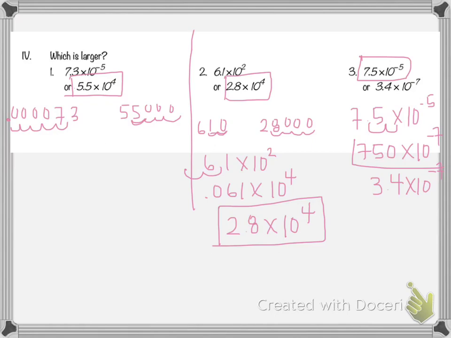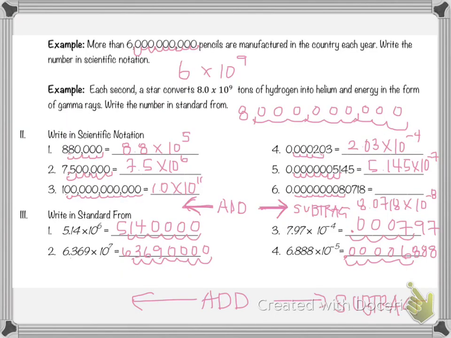Okay, the hardest concept to understand is this right here. Okay, when you move to the right, you'll add exponents. When you move to the left, you'll add exponents. And when you move to the right, you will subtract your exponents. Okay?